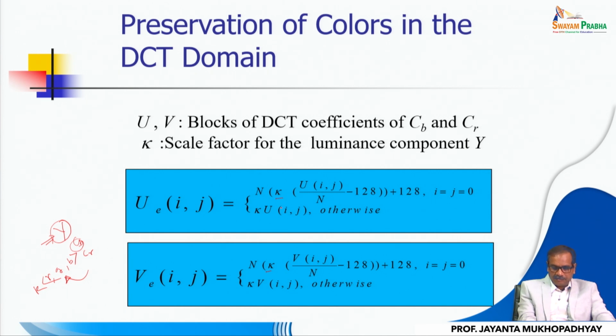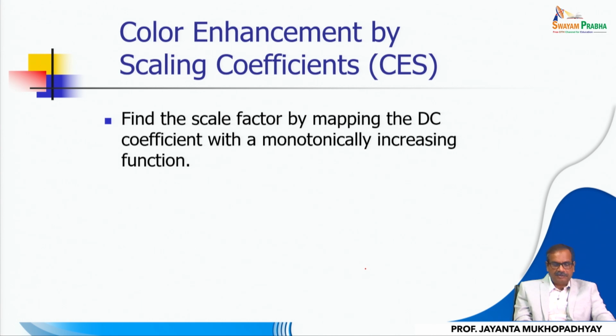So that's why the respective DC of the color part and AC of the color part are also multiplied by the same scale factor. While doing it for the DC of a color block, because of the representation of the CbCr transformation, it's not a linear transformation, it's an affine transformation, so you have to perform this kind of mathematical operation. So this is the color enhancement by scaling coefficients of those blocks.